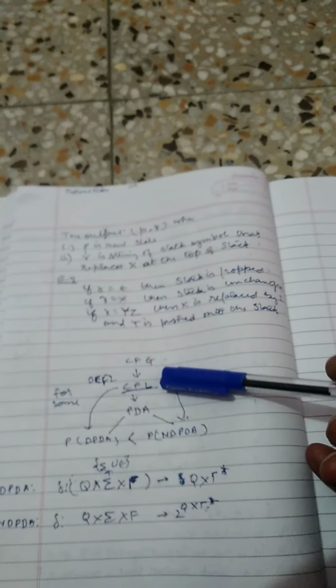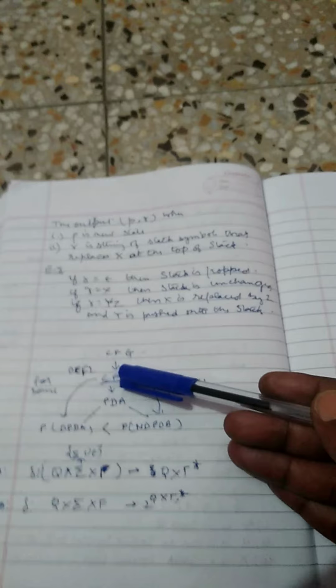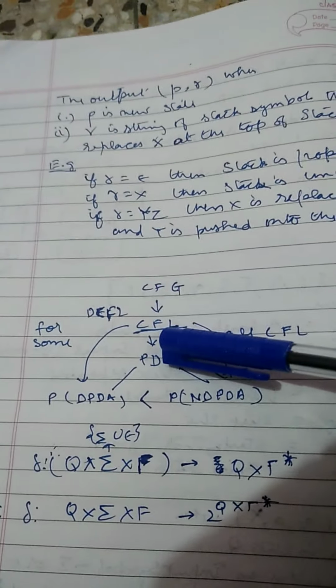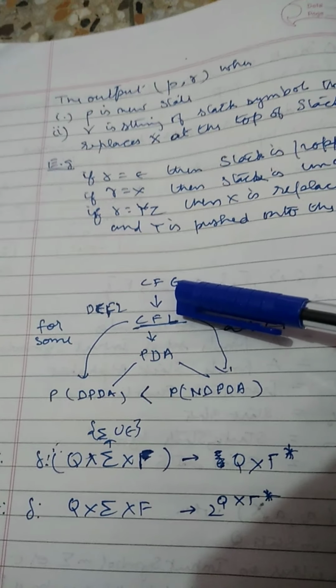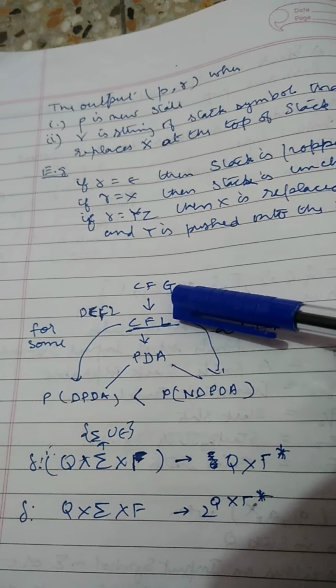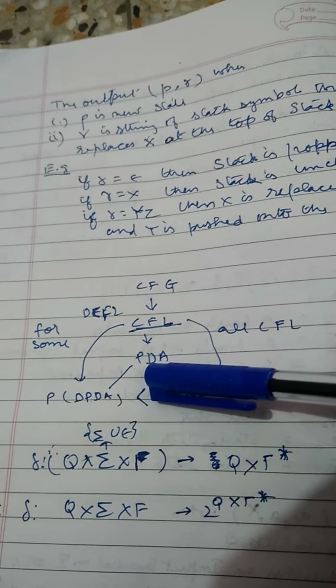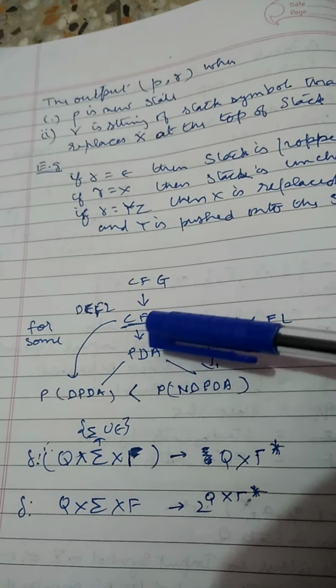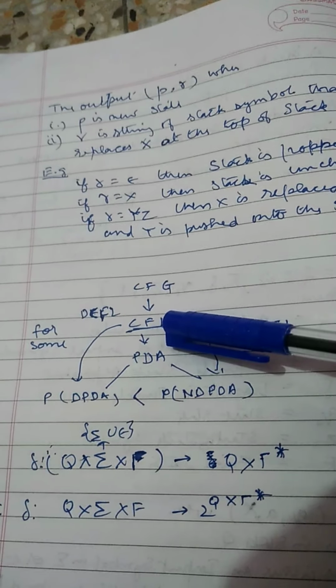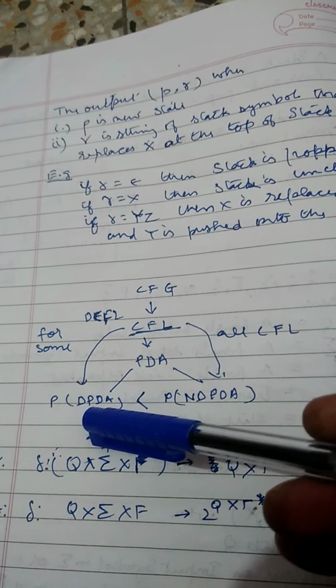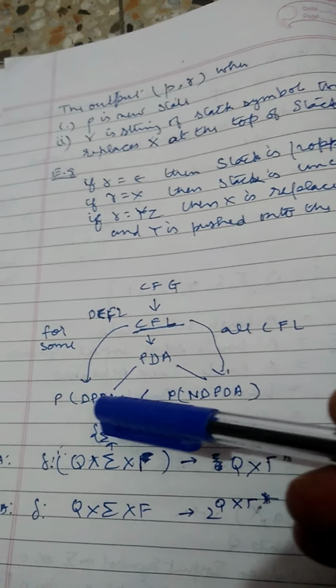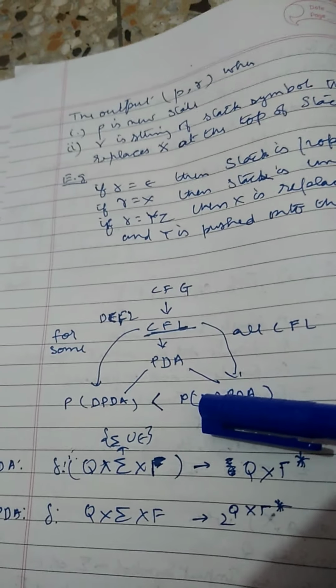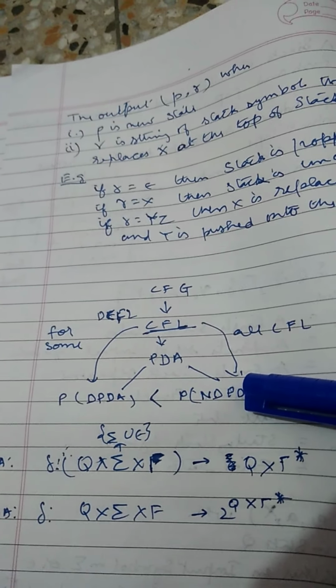Here you can see, if this is a context-free language, it is either represented in the form of context-free grammar or accepted by push-down automata. There are two types of push-down automata: one is deterministic push-down automata, the other is non-deterministic push-down automata.